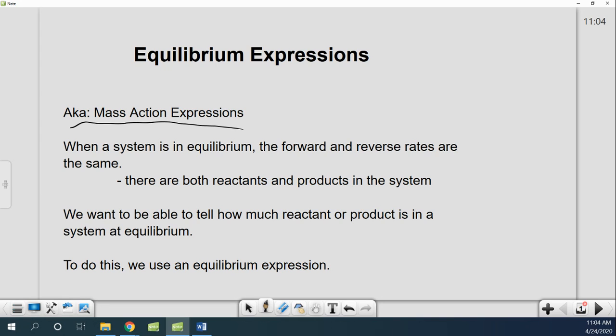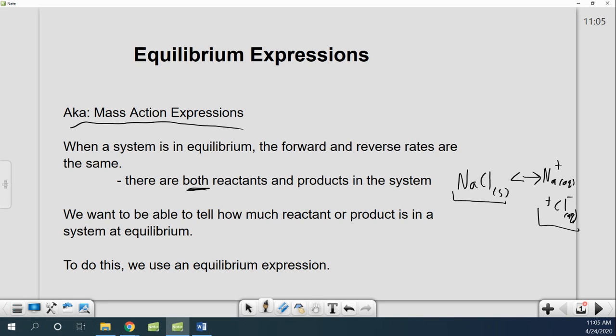When a system is in equilibrium, we know that the forward and reverse rates are the same, right? Learned that last lesson. Which means there are both some reactants and some products in the system. So if we've got, let's say table salt, and it is turning back and forth, dissolving into sodium and chlorine, both would be aqueous. If you were to look at your glass full of table salt, you would have some solid salt, probably sitting at the bottom of your cup, and you would have some sodium and chlorine ions. You'd have both, the reactants and the products floating around in there.